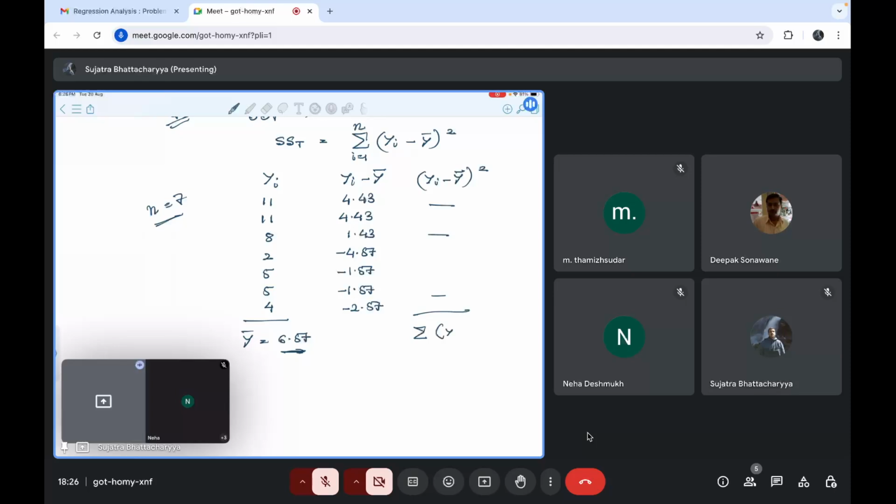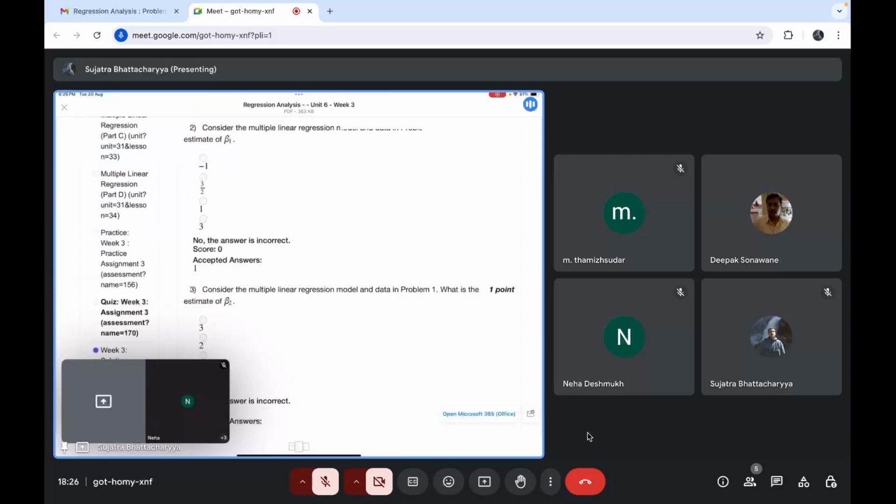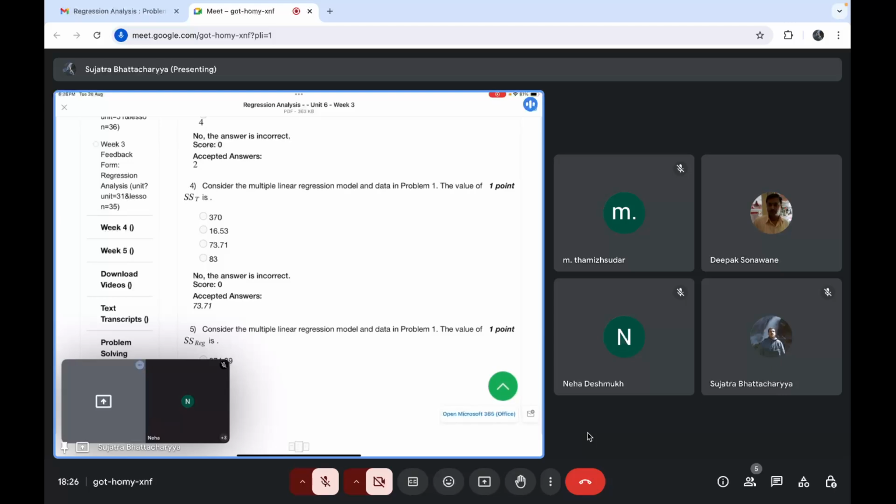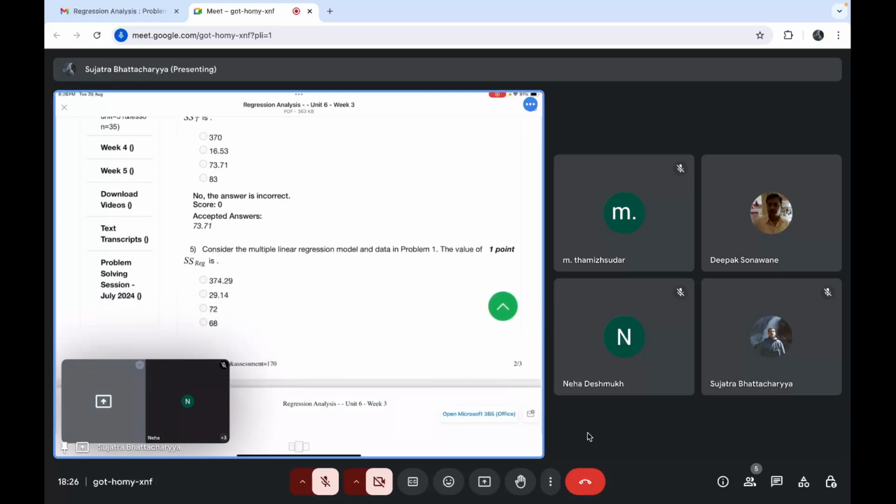Summation of (yi minus y bar) whole square. This addition will come out to be about 73.71. So this should be your SST. Let me check whether this is there or not. Yeah, 73.71. So this is the SST. The squares I have not calculated, so please check.